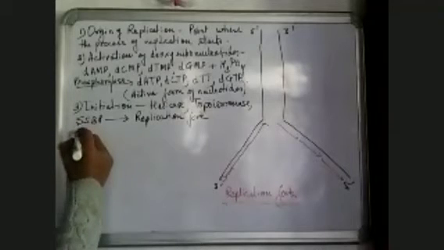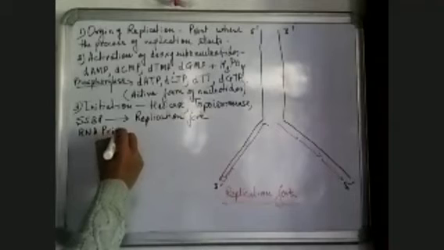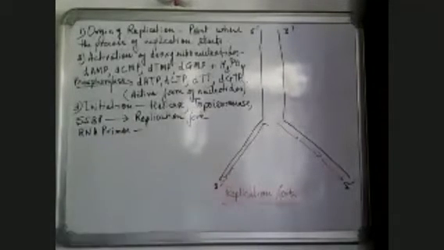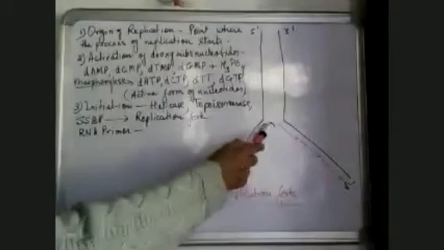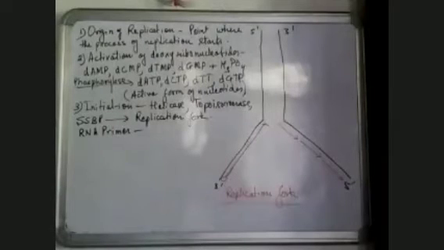Now, after the replication fork, the next to come into action is RNA primer. What does this RNA primer do? RNA primer is a small segment of RNA which gets attached here. Why does it get attached here? Because the RNA primer cannot make the complete strand of DNA. It can only initiate the process of formation of the new strand.